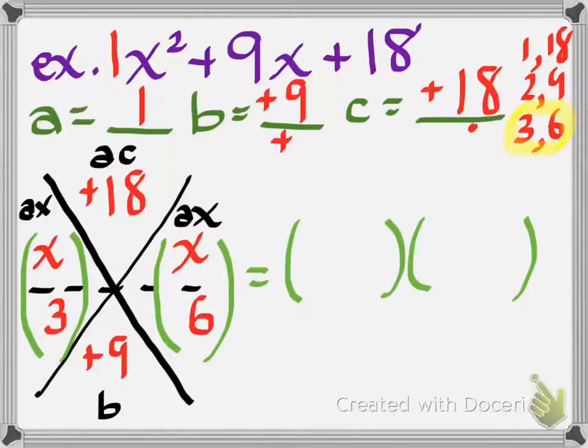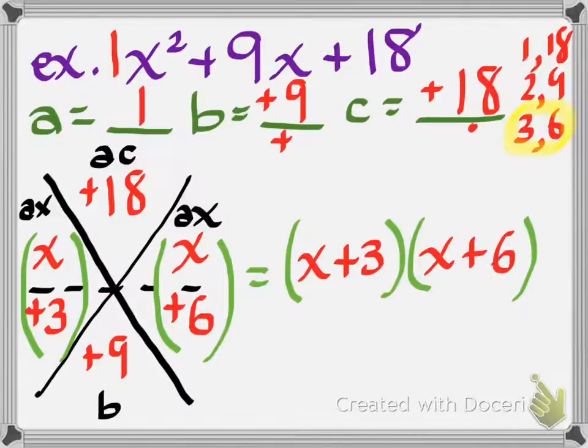So now I have to play with my signs. Because I have to add to a positive 9 and I have to multiply to a positive 18, the only possibility is a plus 3, plus 6. Because a positive 3 times a positive 6 is a positive 18, and a positive 3 plus a 6 is a positive 9. X plus 3, x plus 6. And there are my factors.